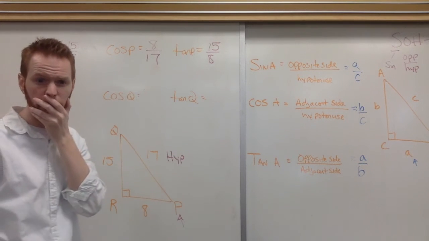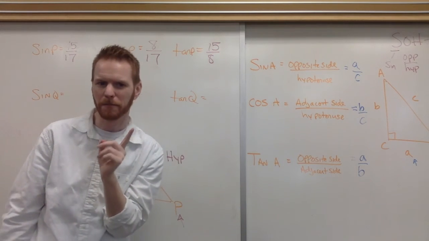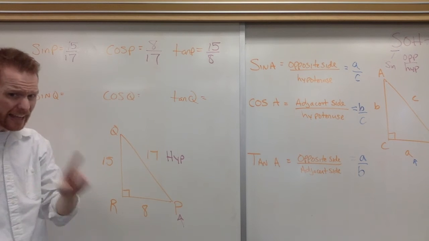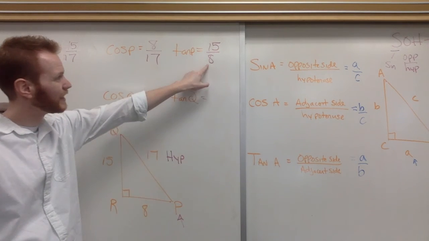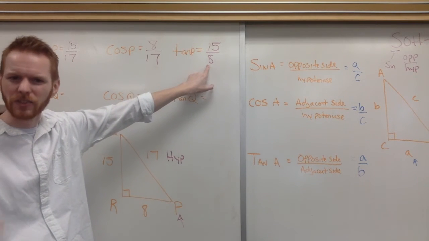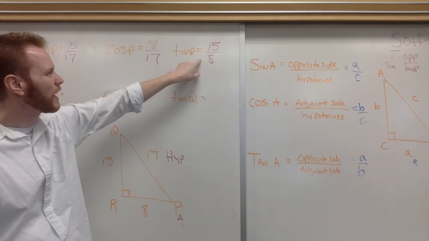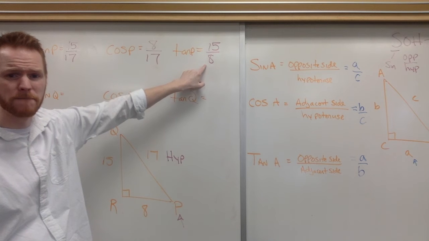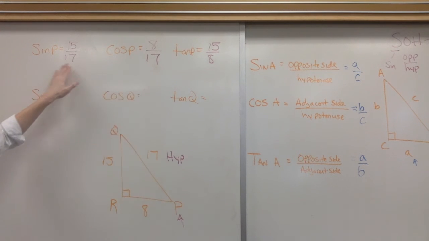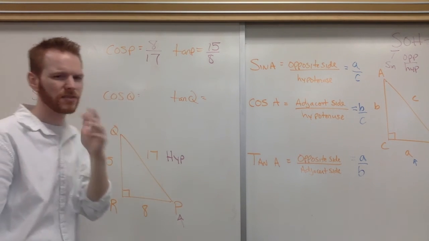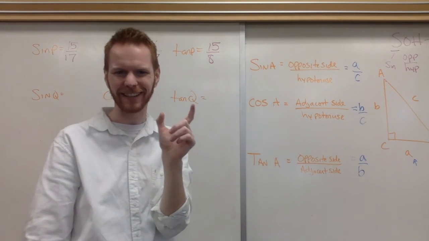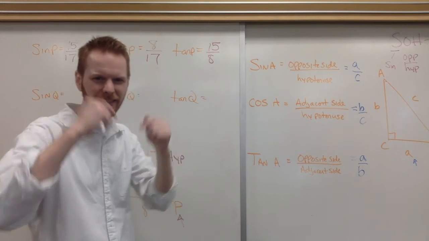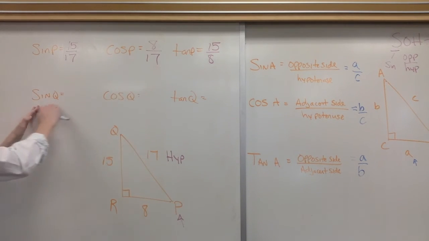Wait, so far so good? Now, I don't know if you noticed this, but tangent's the only one that doesn't have the hypotenuse. And the hypotenuse is the largest side, right? So that means when I divide these, it's going to be bigger than 1, huh? These guys will never be bigger than 1. So there's like a domain thing going on here, huh, when it comes to some trig functions. And I don't want to get too far into that right now, but just kind of make you think a little bit.